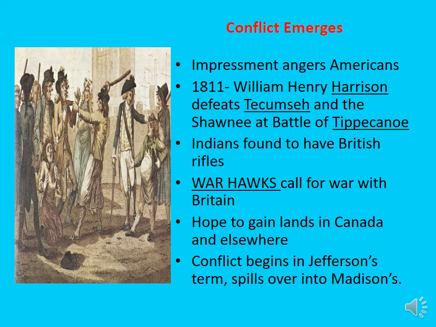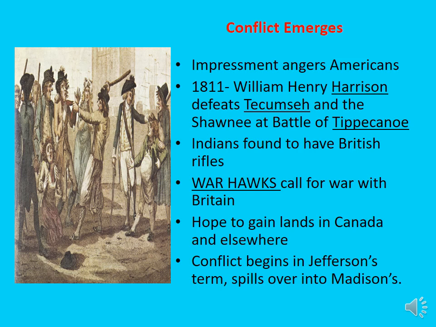Conflict emerges. So impressment angers Americans. Obviously, Americans are getting captured by the British. So in 1811, William Henry Harrison defeats Tecumseh, who was a Native American chief, and the Shawnee at the Battle of Tippecanoe. So the reason this even started was because Americans found Native Americans to have British-made rifles. So Americans thought that the British were supplying the Native Americans with rifles to rebel against the United States.